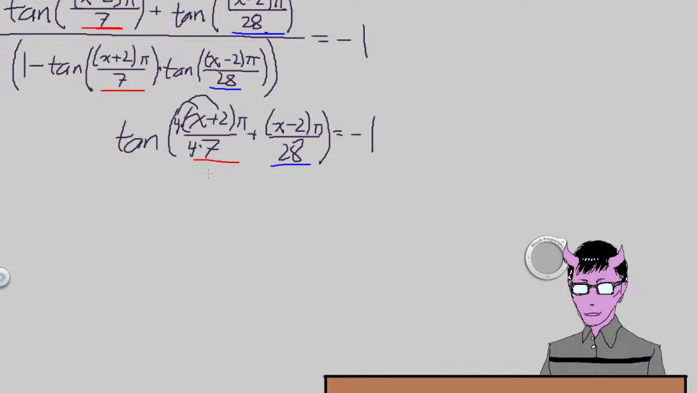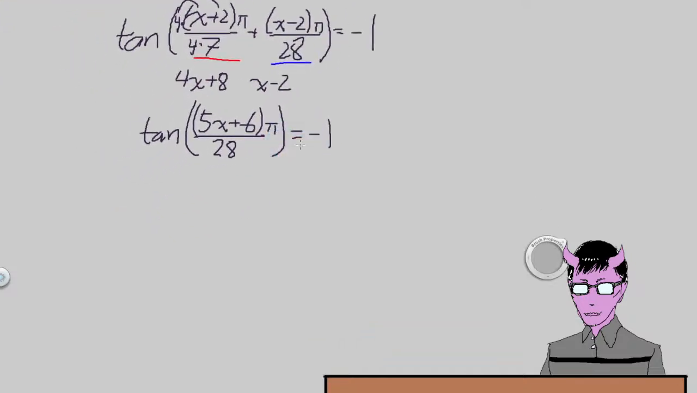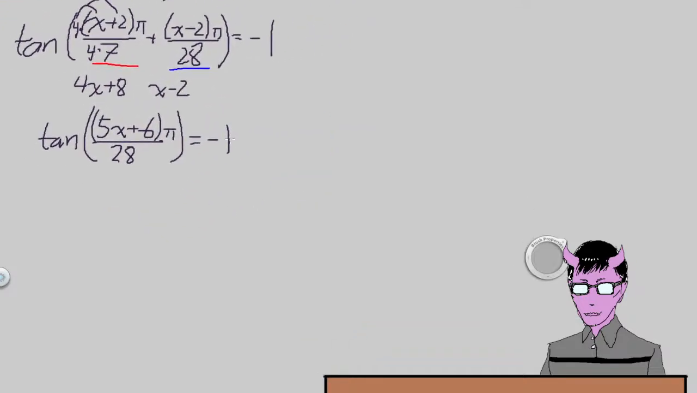So distribute, we're going to get 4x plus 8. This one's going to be x minus 2. So we can consolidate the top portions now that the denominators are matched up. So we're going to get 5x plus 6, not plus 10, plus 6, all over 28. Of course, this is a quantity pi. That's what we end up with right there. And of course, this is a -1.